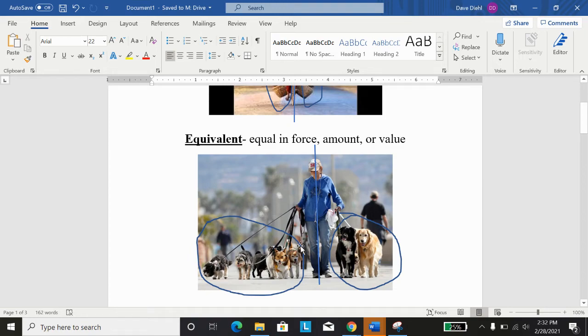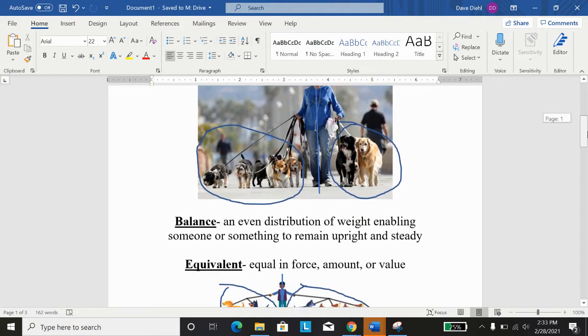Here's the dog walker problem. Even though it looks different, these dogs are pulling with the same force as these dogs. Therefore, it is balanced or equivalent, even though both sides don't look the same.